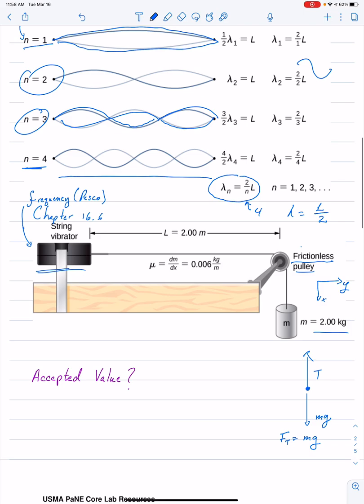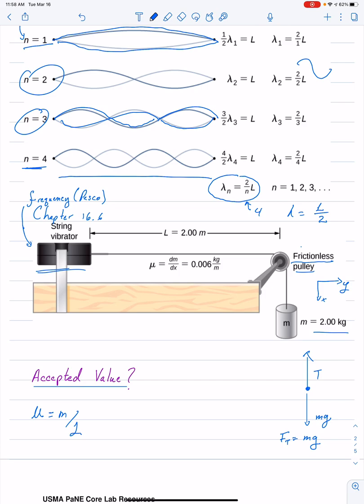Now, the string also has a constant linear density, mass per length, and that is annotated as this, mass per length. Okay, and I'm writing it here for a reason. And we'll talk about the accepted value in a little bit.